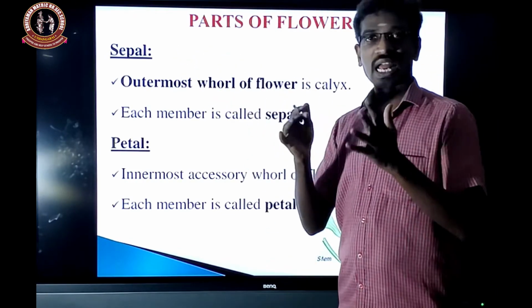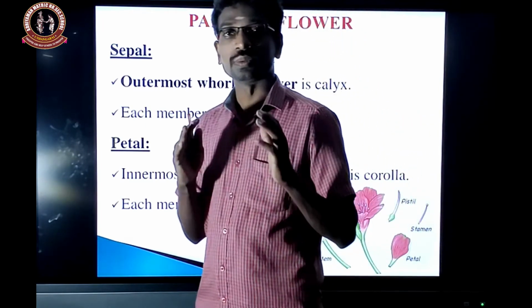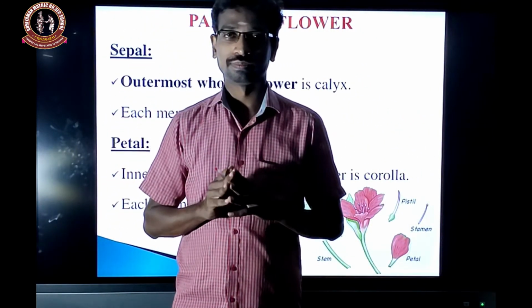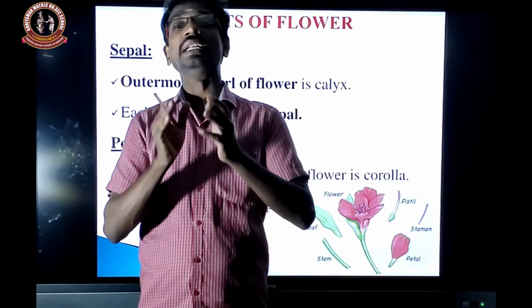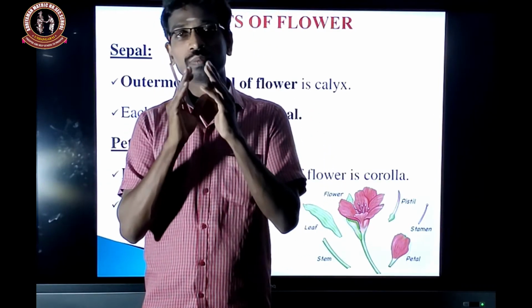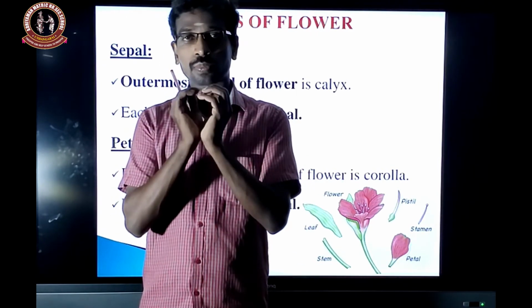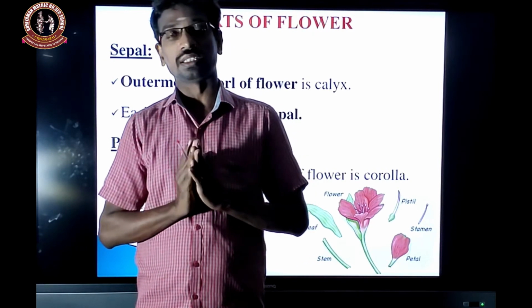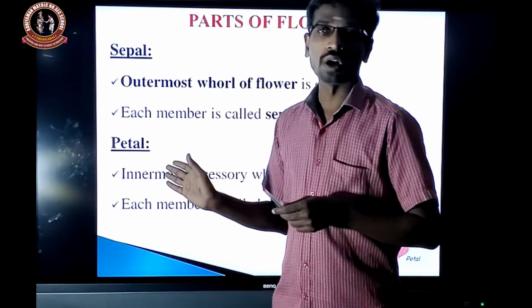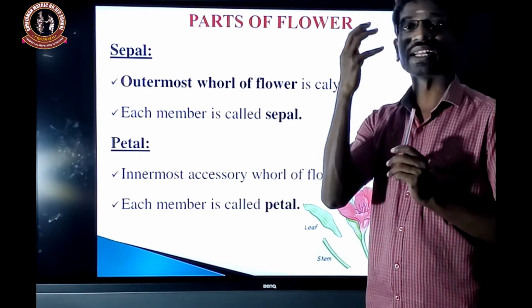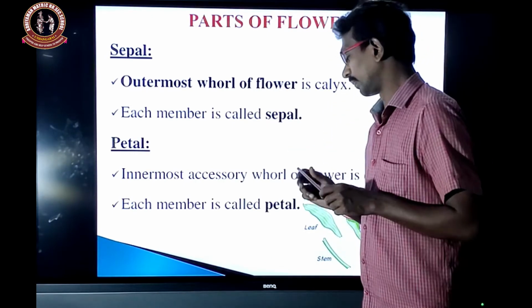So what is the role of the calyx? The calyx mainly helps to protect the flower in bud condition. The calyx is mostly green in color, and it protects the flower during the bud condition. That is the role of the calyx. And the role of the corolla is that it helps in pollination. It attracts insects for pollination.